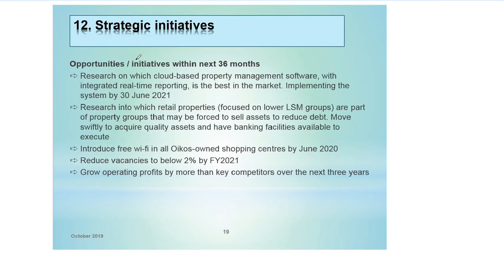And here we are given the strategic initiatives, where the company wants to see themselves in 36 months. Research which cloud-based property management software with integrated reporting is the best in the market, and implement this by 30 June 2021. Research which retail properties focused on the lower LSM group are part of property groups that may be forced to sell their assets to reduce debt, to move swiftly to acquire quality assets and have banking facilities available to execute.